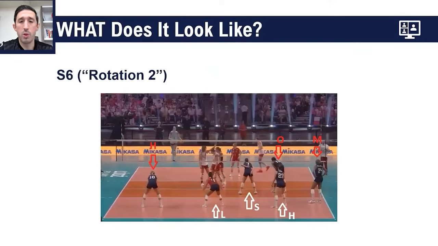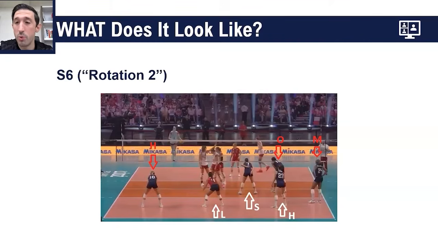So let's get into what it looks like. I'm starting with setter 6, and I'll use both of these terms. Setter 6 is often called rotation 2. If rotation 1 is setter 1, rotation 2 is your next rotation with the setter in 6. I'm starting with this for a reason. When I introduce rotations to a team in the first year, I almost always start with setter 6.